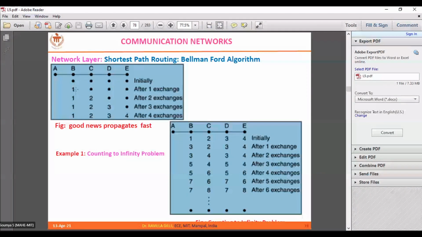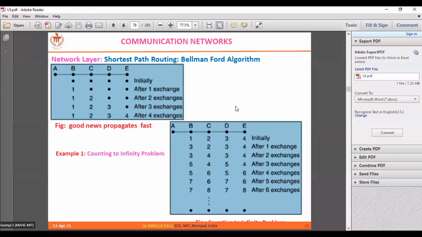And then B to C, the distance is 1, and thereby A to C the distance would be 2. Then again C to D the distance is 1, so therefore A to D, what would be the distance? It would be 1 plus 1 plus 1, so it would be 3. Similarly, to E it is 4. Now let us say this is what happens after 4 exchanges.